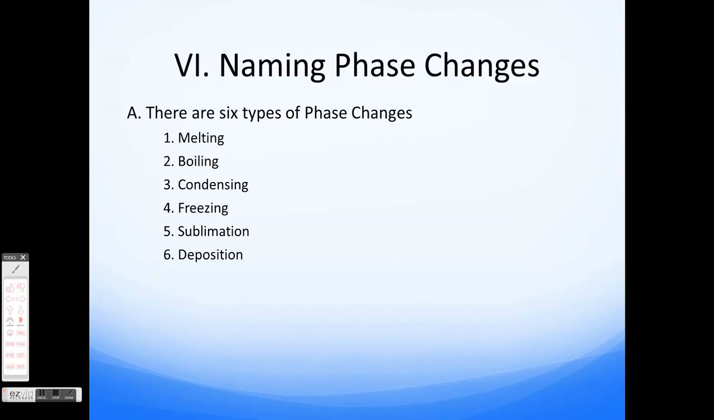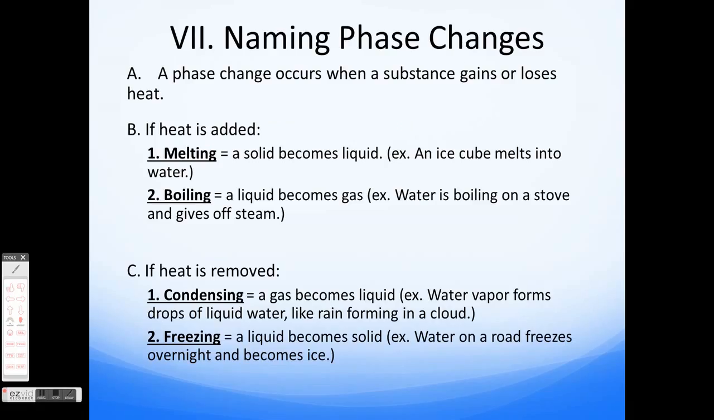So we have 6 kinds of phase changes. We're going to go through each one, and we're going to talk a little bit about some graphs that we might use for a phase change as well. So we're going to first look at these 4. We're going to break them up into adding heat and removing heat.